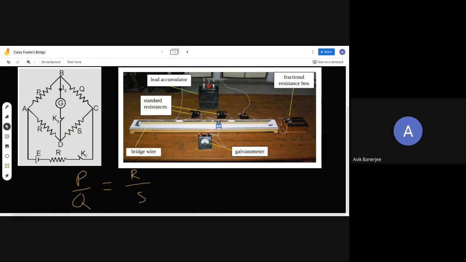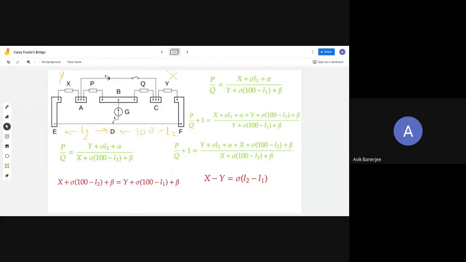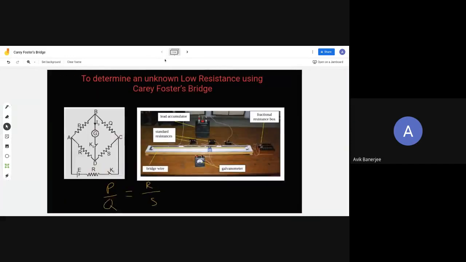What is the null point? When there is no deflection of the galvanometer, that is called null point. So we'll find out the null point for each resistance in the left hand side, for each resistance in the right hand side. And if you look at the procedure, we are swapping X and Y, where in this case Y is 0.